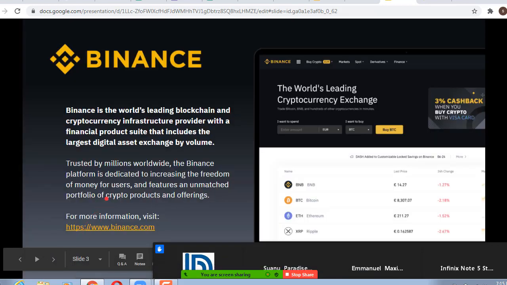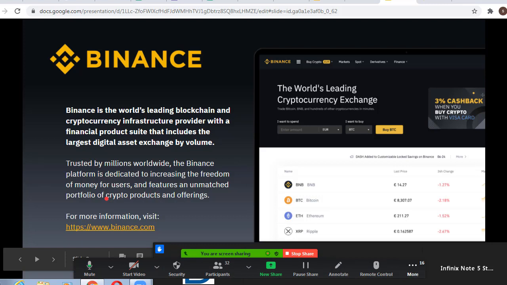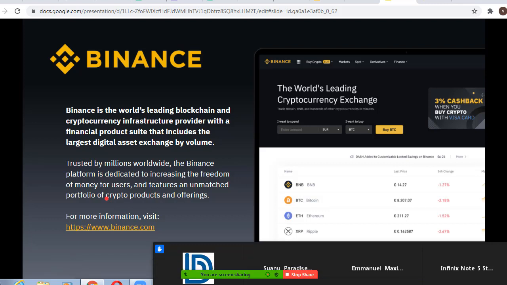So Binance is the world's leading blockchain infrastructure that provides financial products and suites, and it includes the largest digital exchange by volume. Now, like I said earlier, Binance is trusted by millions across the world, and the Binance platform is dedicated to increasing freedom of money for users, featuring an unmatched portfolio of crypto products and offerings.